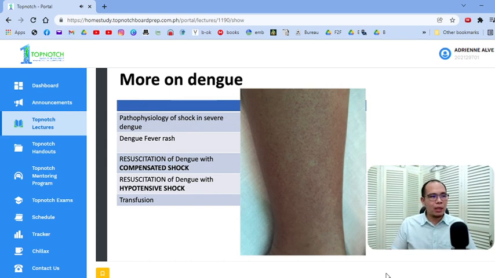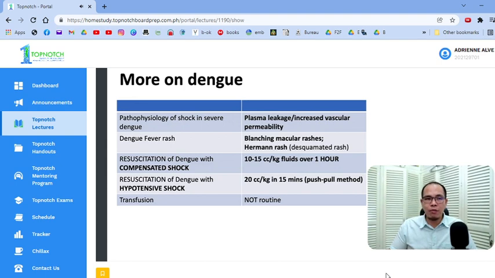Okay, how do you resuscitate dengue with shock? With compensated shock, you give your 10 to 15 cc per kilogram of fluids over 1 hour. If it is hypotensive shock, you give it via bolus, 20 cc per kilo. Okay, and please remember blood transfusion is not routine.